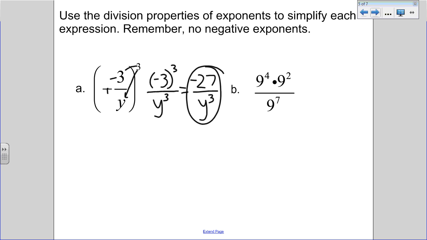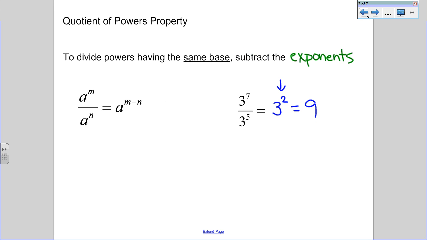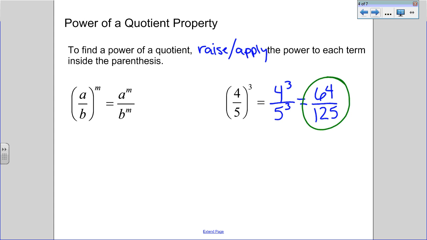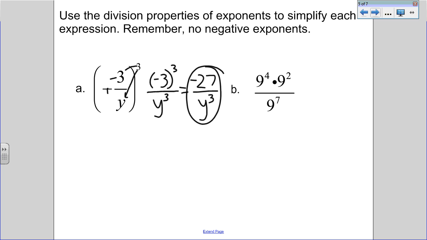Pretty good so far? Yeah, this power has to go to both the numerator and denominator. That was the rule that we just had here. A had to be raised to the m power, and B had to be raised to the m power. All right, let's take a look at the next one, ladies and gentlemen.